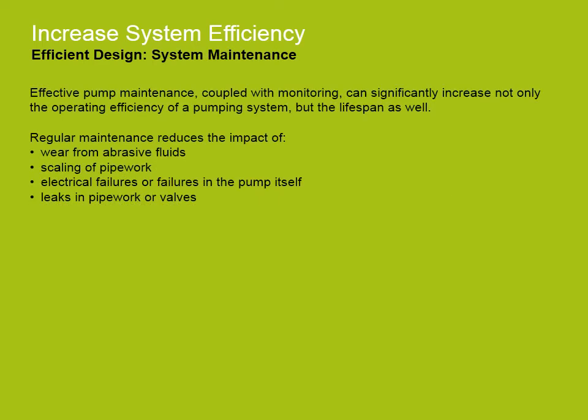Effective pump maintenance, coupled with monitoring, can significantly increase not only the operating efficiency of a pumping system, but the lifespan as well. Regular maintenance reduces the impact of damage to the system, such as wear from abrasive fluids, scaling of pipework, electrical failures or failures in the pump itself, and leaks in pipework or valves. To stay on top of maintenance, the system should be regularly monitored and reviewed, and equipment recalibrated where necessary.